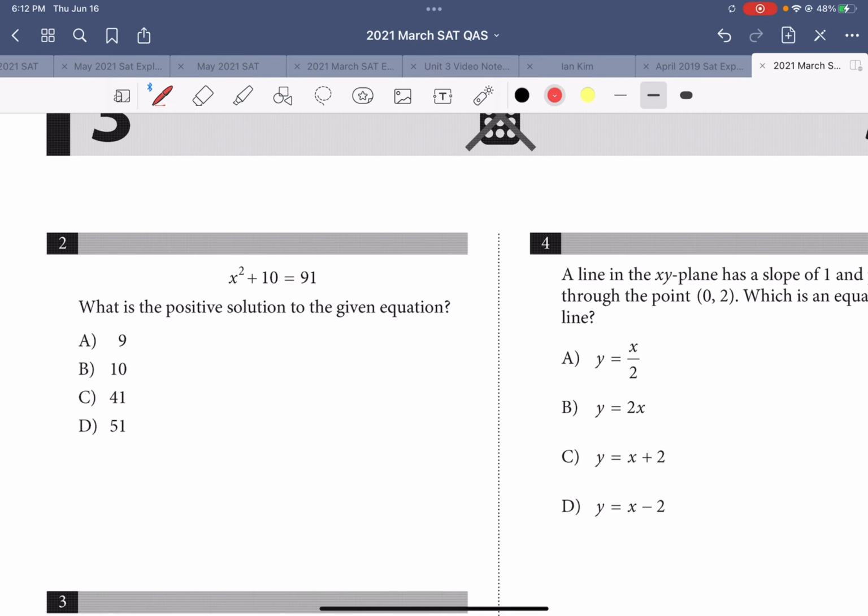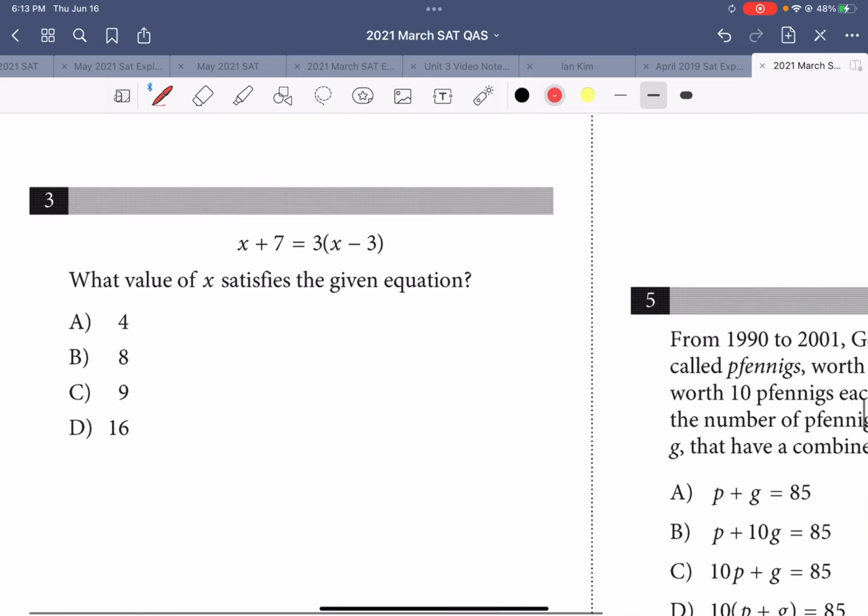Number 2, x squared plus 10 equals 91. What is the positive solution for the given equation? When you subtract 10 from both sides, 81. And then when you take the square root of both sides, x is plus or minus root 81. Root 81 is 9. So the positive solution is 9.